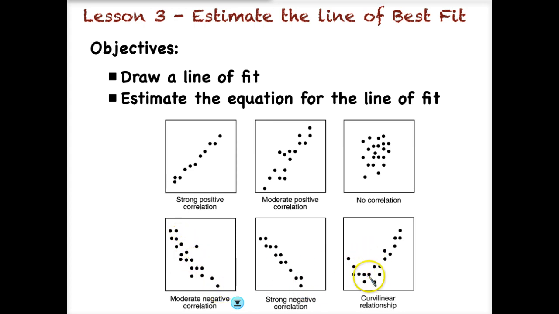And then our final graph here, this is a nonlinear, sometimes called a curvilinear, graph, right? If we were to draw a trend line, it would look more like a U here. So this would be a nonlinear relationship. Okay, let's move on and look at our first set of data in our first problem.